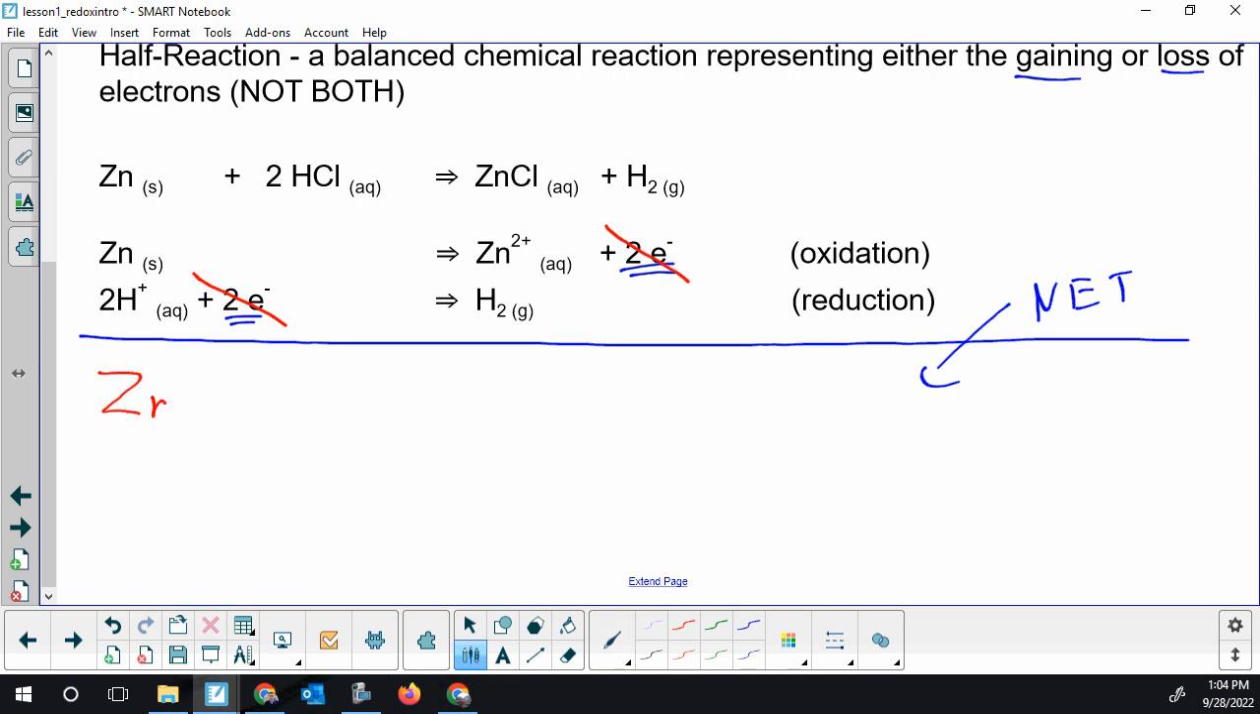So the net redox reaction is zinc plus 2 hydrogen ions make zinc 2 plus ions and hydrogen gas. The spectator ion chloride has disappeared. All of our data tables that we're going to use have no spectator ions in them. Okay? And it's nets that we want to often compare back to our data tables.